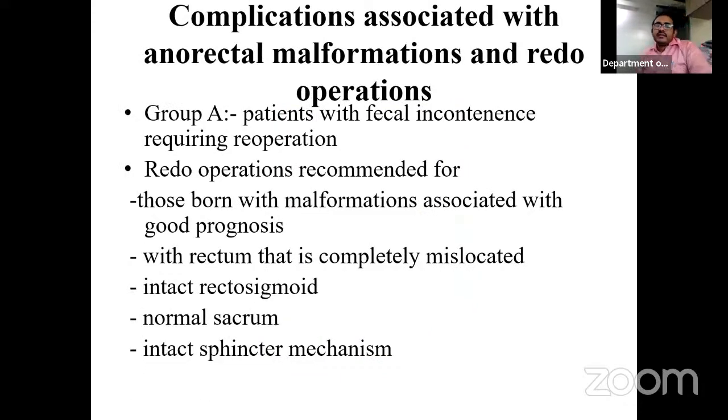Now, complications of anorectal malformations and redo operations.